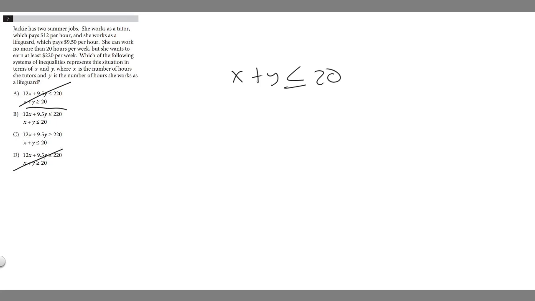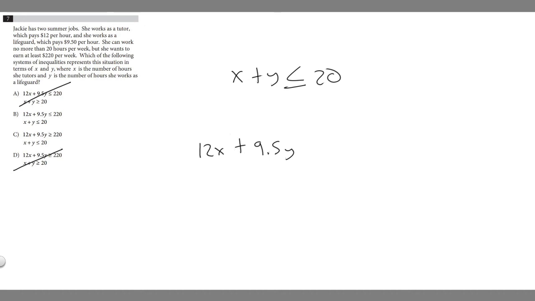So we're going to look at this equation to help determine that. It's going to be 12x plus 9.5y. And we're determining if it's less than 220 or greater than 220. It tells us that she can work no more than 20 hours per week, but she wants to earn at least $220 per week. And so you need to recognize that this 12x plus 9.5y is calculating the amount of money she earns, right? The number of dollars per hour times the number of hours she works for that job.